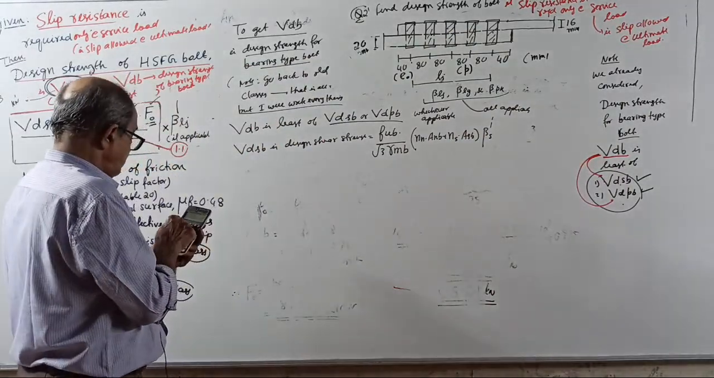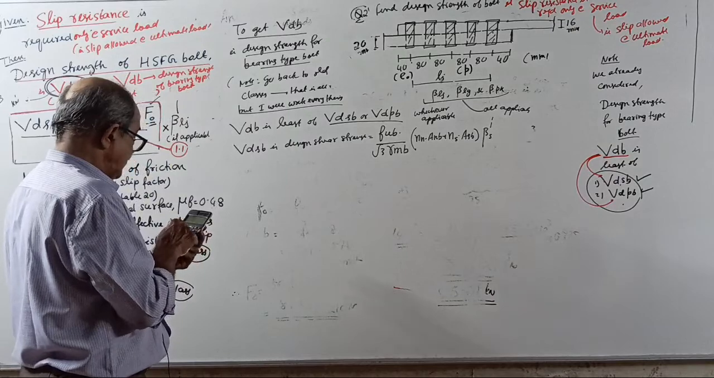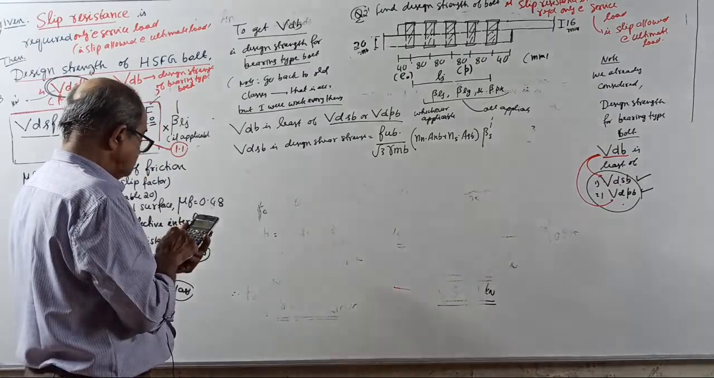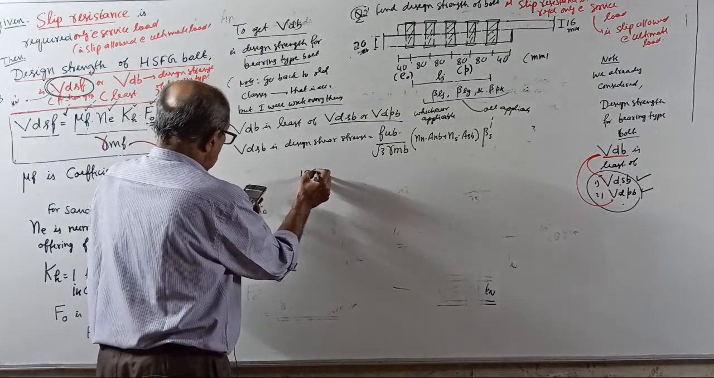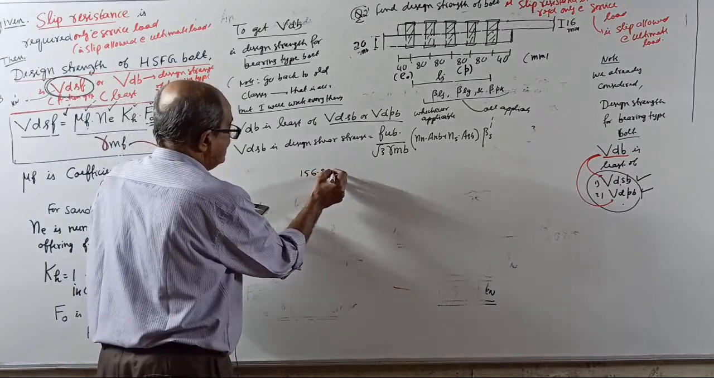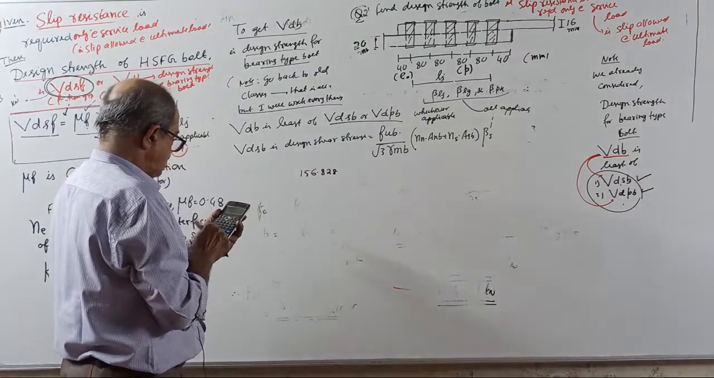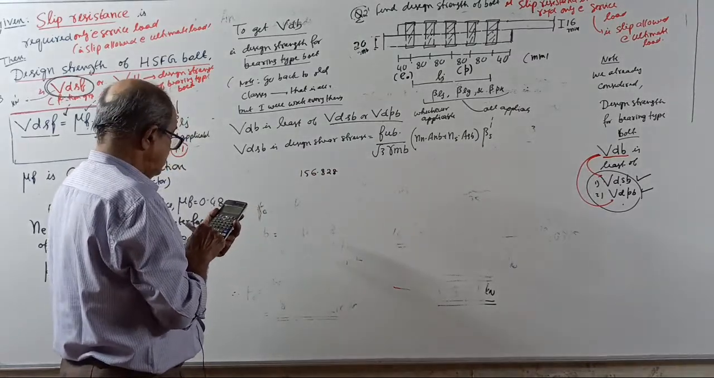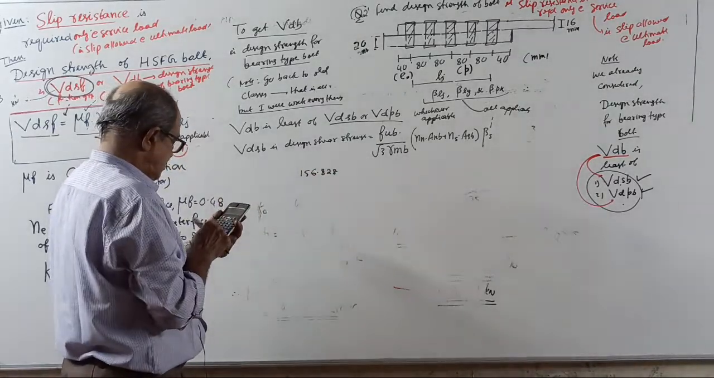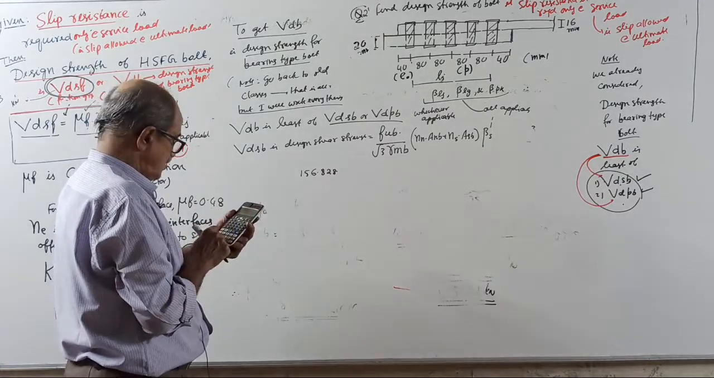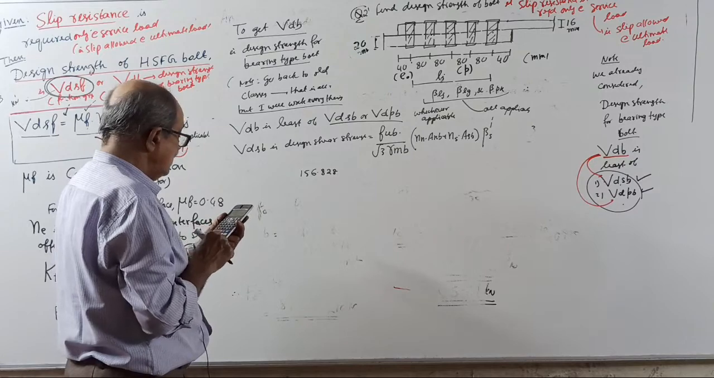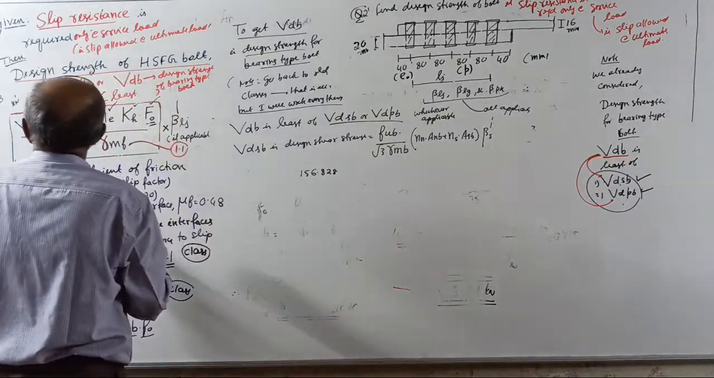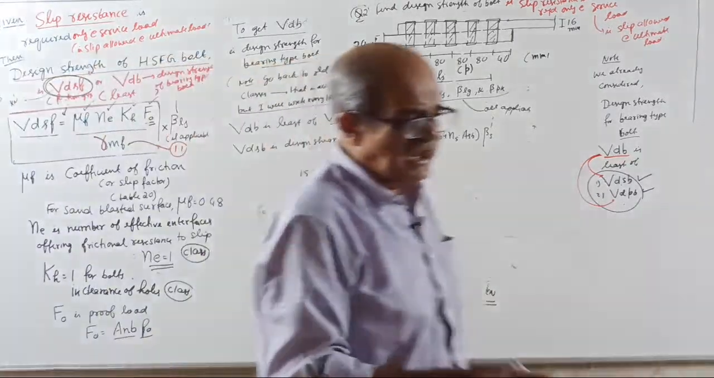Oh, pi by 4 of 16 squared. Such a mistake to commit. You are actually wasting my time. 156.828. 40 into 150.828 into 0.48 is 36.95. It is 36.95 answer.